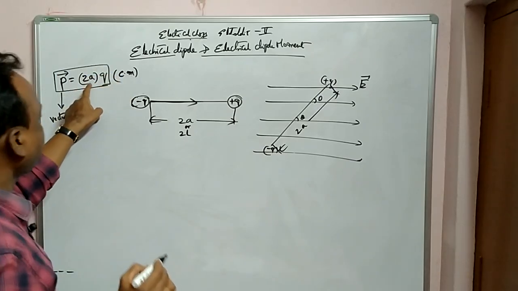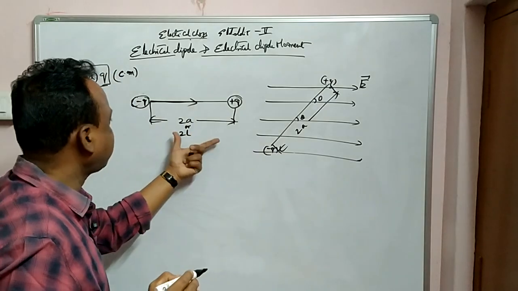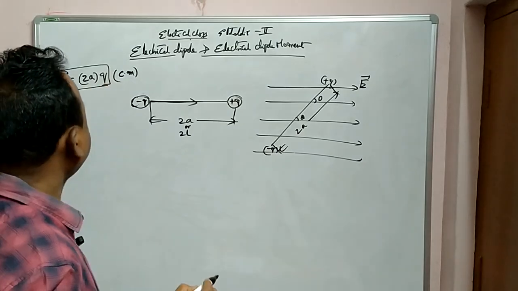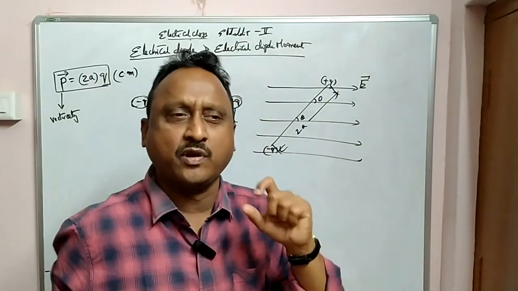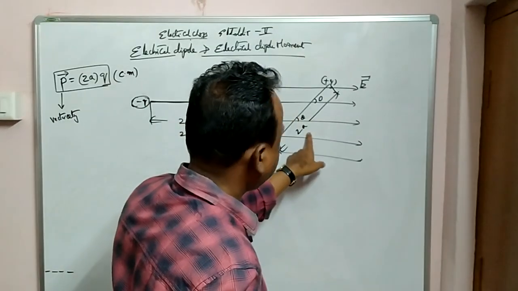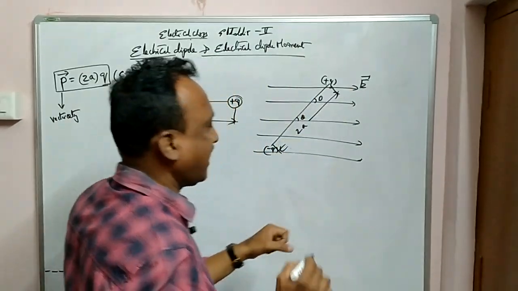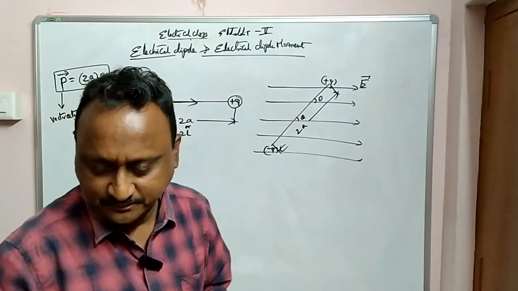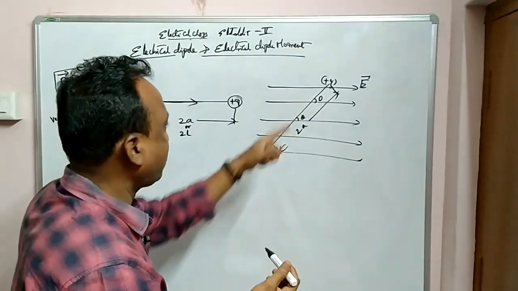It is given by the product of the distance between the charges and the charge, 2aq, and it is a vector quantity, the electrical dipole moment. Now suppose these two charges, separated by distance 2a or 2l, are placed in an electrical field, ఏమవుతుంది దీని మీద? It will try to align in that position. Torque will be acting here, torque.